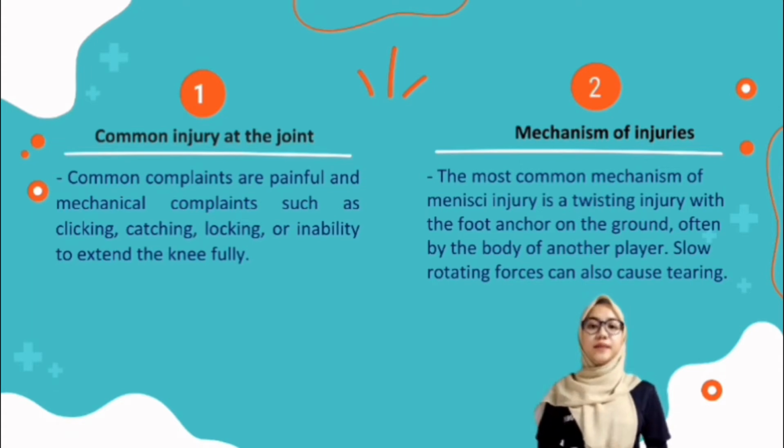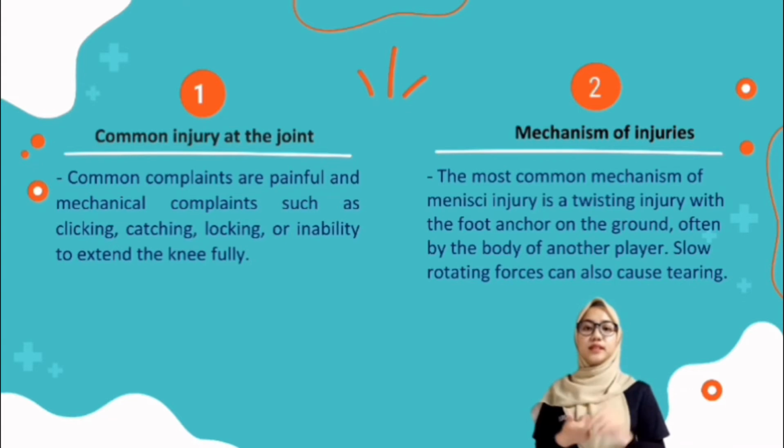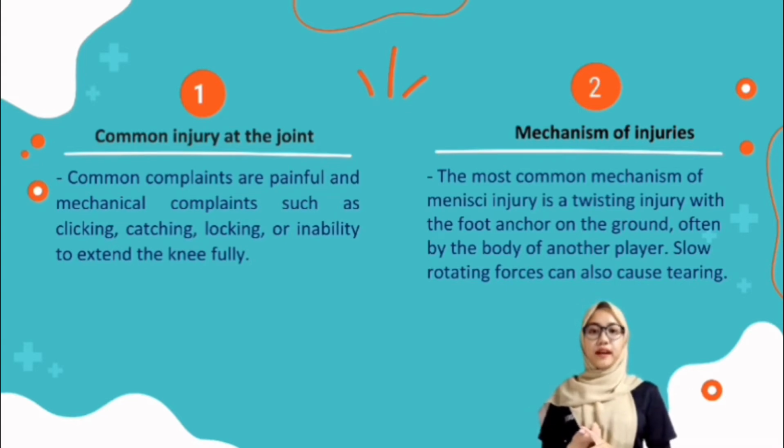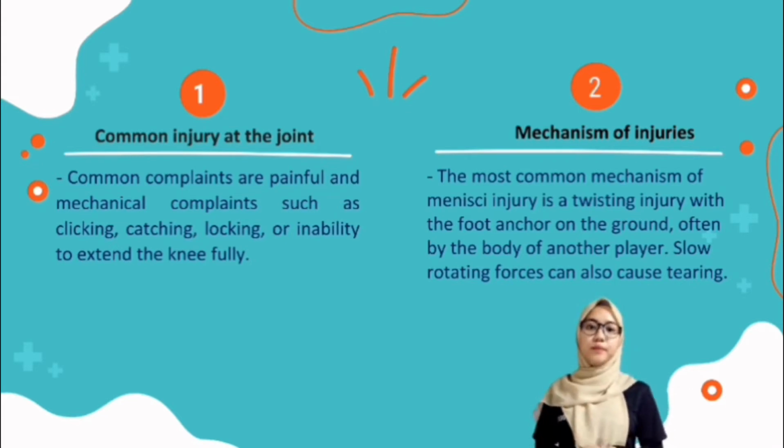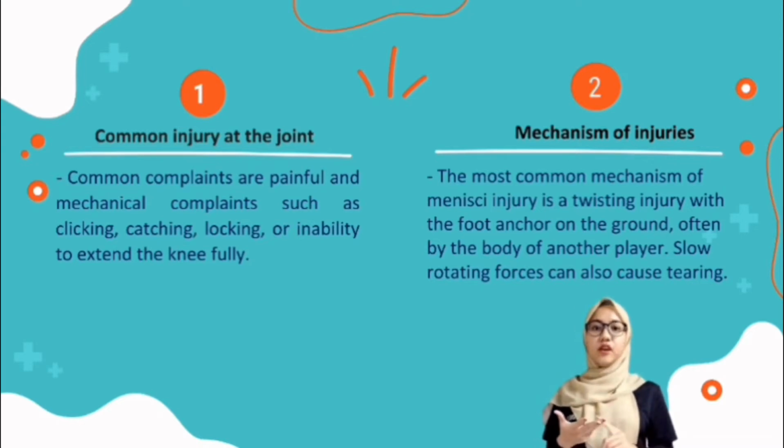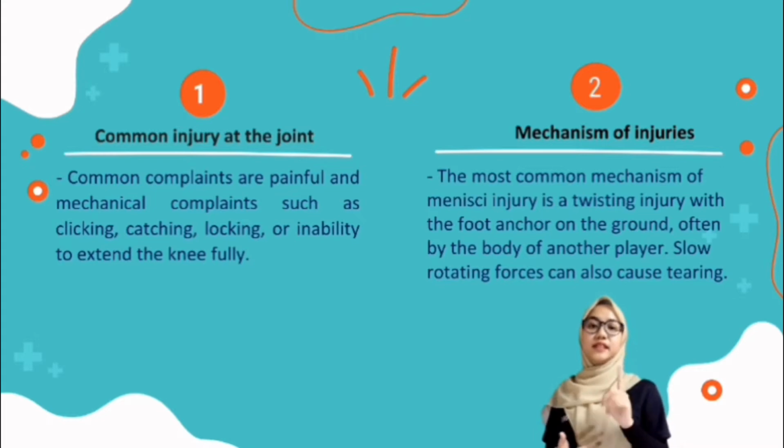For the mechanism of injury, the most common mechanism of meniscus injury is a twisting injury with the foot anchored on the ground, often by the body of another player. Slow rotating forces can also cause tearing. Meniscus tears are of the following types: longitudinal, radial, bucket handle, wing, horizontal cleavage, and degenerative.